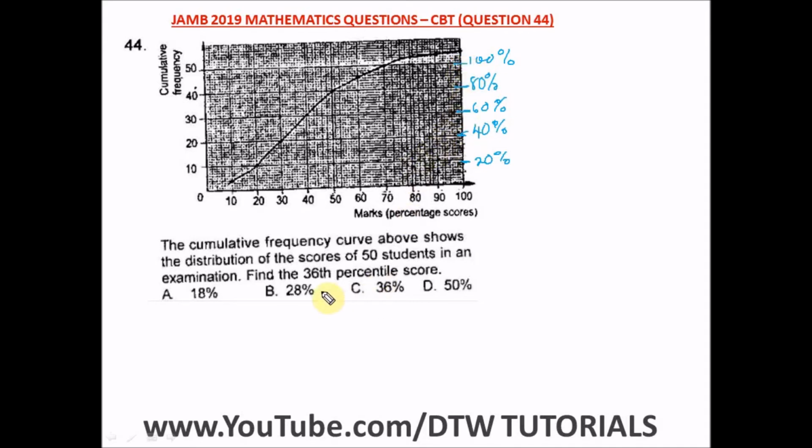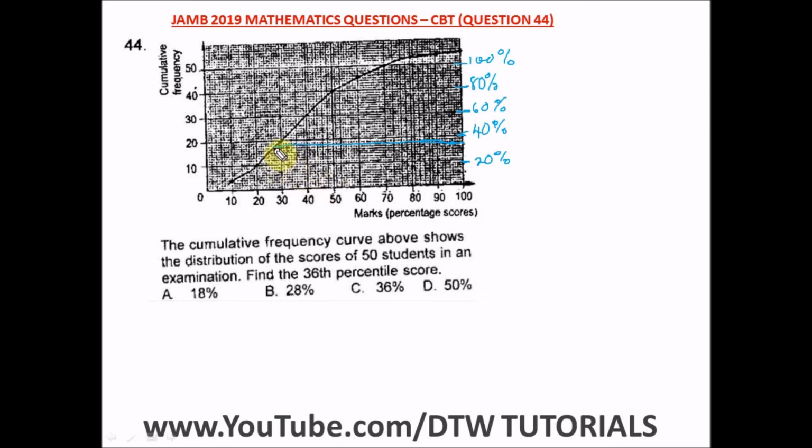Now it says we should find the 36th percentile score. So where is the percentile? Where would 36 fall? 36 is going to fall somewhere here. So we can trace this down now to the curve. My line is not too straight. Trace this down to the curve. When you trace this down to the curve, you can see it stops here.